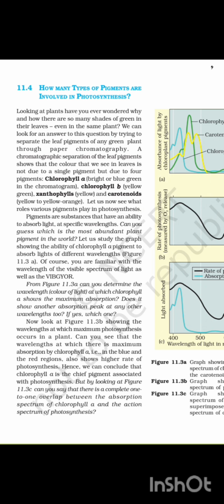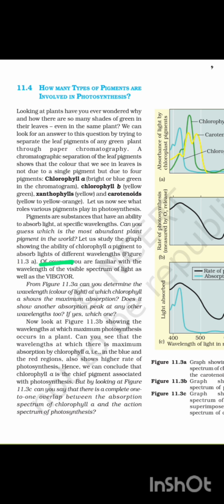Pigments are substances that have an ability to absorb light at specific wavelengths. Can you guess which is the most abundant plant pigment in the world? Let us study the graph showing the ability of chlorophyll a pigment to absorb light of different wavelengths.